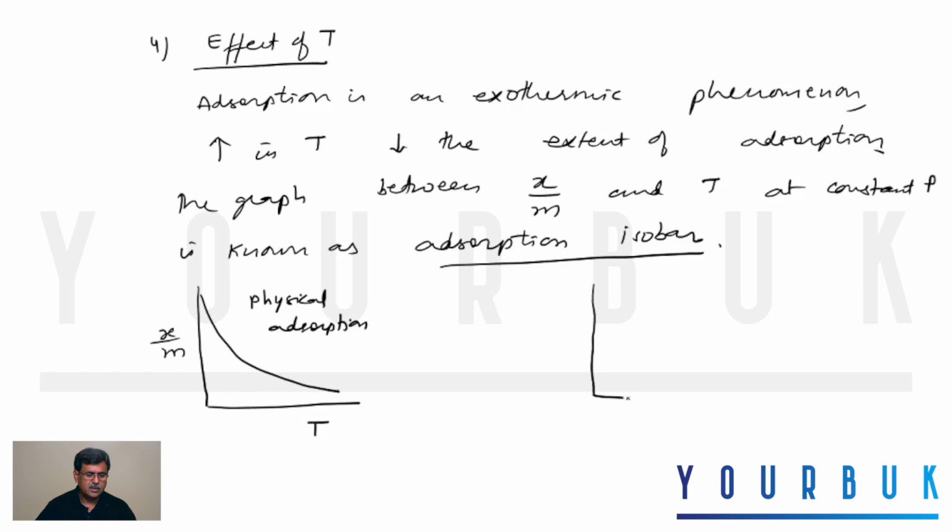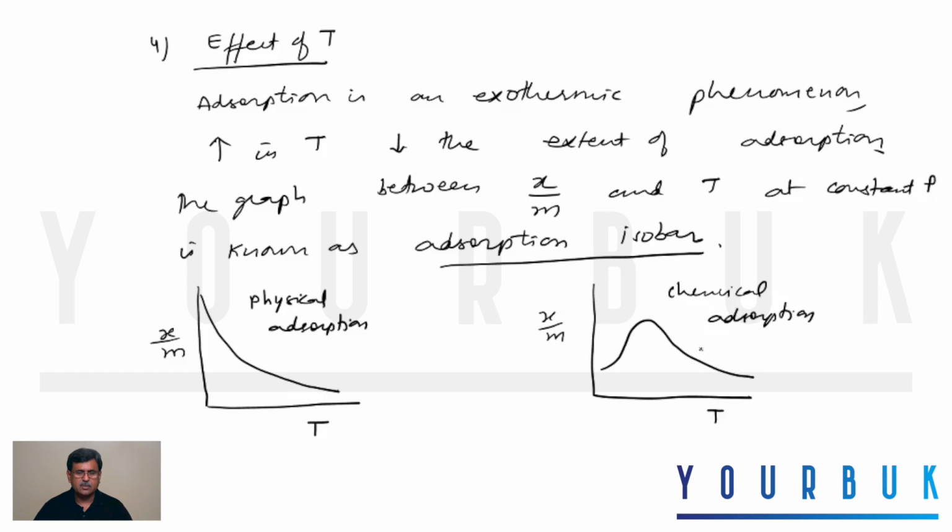Now in case of chemical adsorption, as you know, no chemical reaction starts until and unless the reactant molecules cross the energy of activation barrier. In this case also, no desorption will start. You cannot remove the gas molecules from the solid surface until and unless they acquire some energy of activation. So the shape of the graph is like this. This is for chemical adsorption. On the basis of the shape of the adsorption isobar, we can decide whether it's a physical adsorption or a chemical adsorption.